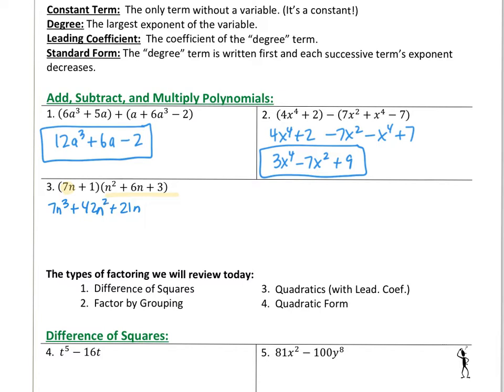Oh wait, that's n squared. Okay, right there. And then the next one, we would do 1 times everything, so plus n squared plus 6n plus 3. So then we add our like terms together, we get 7n to the third, plus 43n squared, plus 21 and 6 is what, 27n, plus 3.